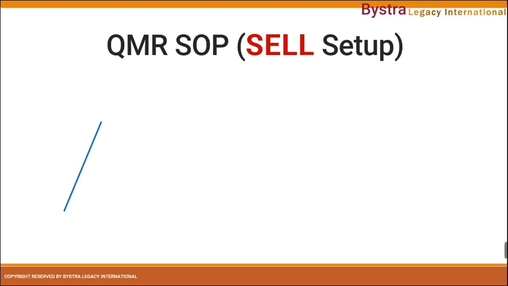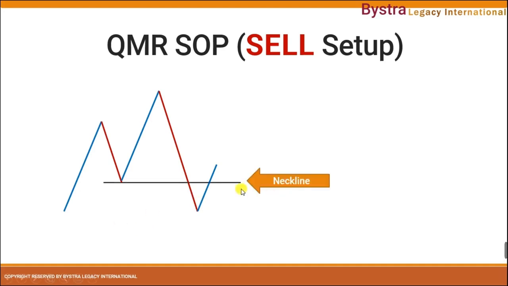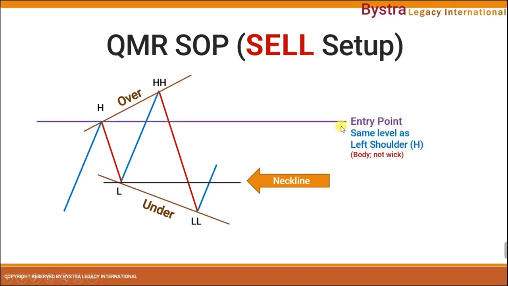This is for a sell setup as price makes its pattern. Once there is this kind of pattern, as we can see here, there's a neckline where price has broken the structure. Let's mark the structure: high, low, high, and lower low. At the same time, there's an over and under. So when we have this structure, this is what we call a QM about to be. Let's mark the entry point, which is the same level as the left shoulder, at the body, not at the wick. And let's mark the zone up to the wick for easy monitoring.